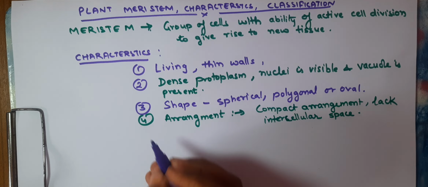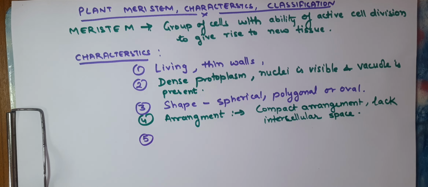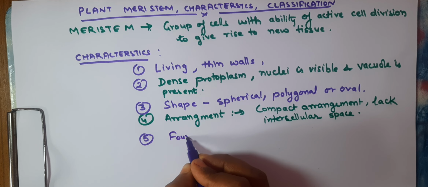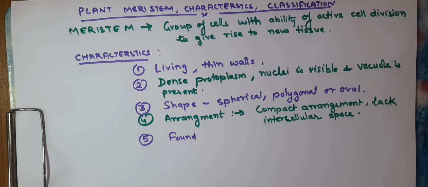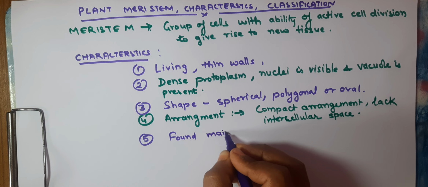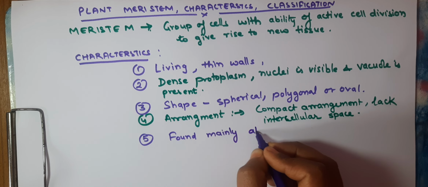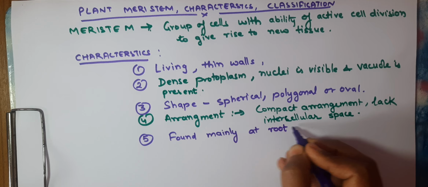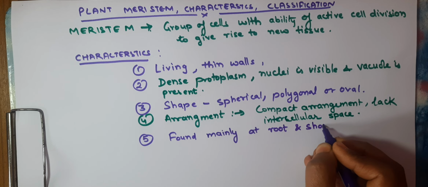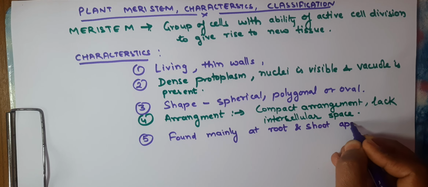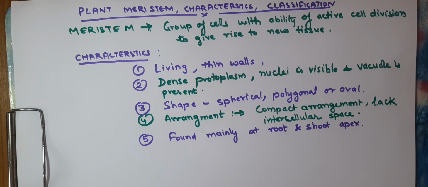And the fifth characteristic is they are mostly found at the apex tissue. So they are found mainly at the root and shoot apex. So these are the five characteristics of the plant meristematic cells.